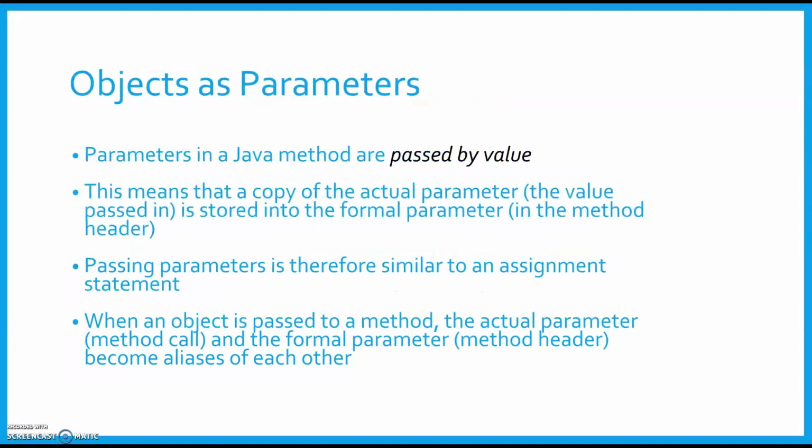We do use objects as parameters in our methods. Parameters in a Java method are passed by value. This means that a copy of the actual parameter, the value passed in, is stored into the formal parameter in the method header, in the method call. Passing parameters is therefore similar to an assignment statement. When an object is passed to a method, the actual parameter, the method call, and the formal parameter, the method header, become aliases of each other.